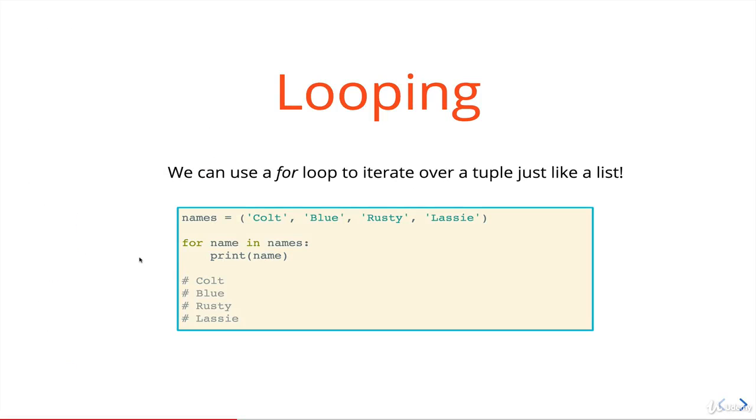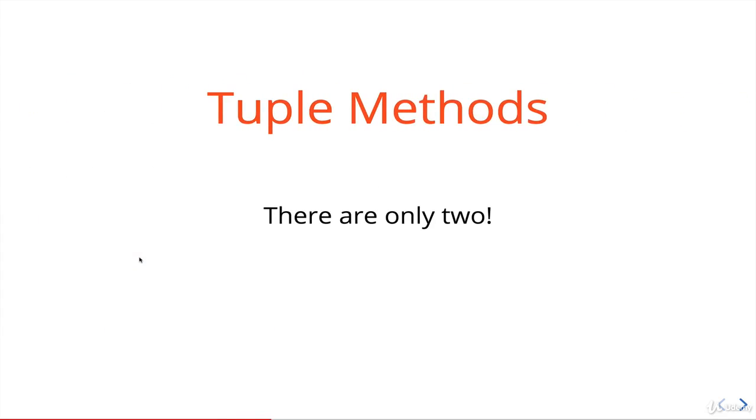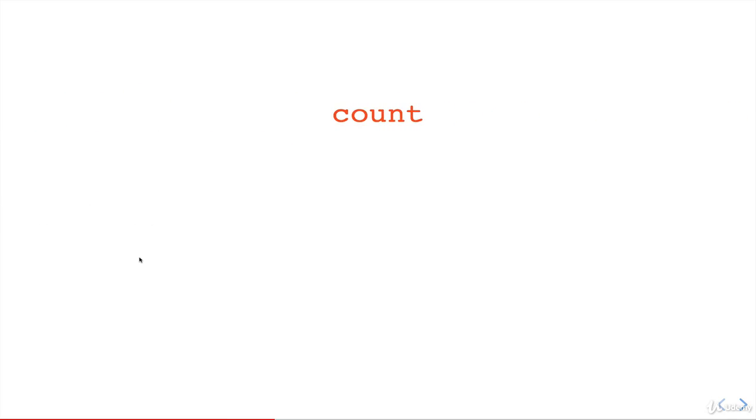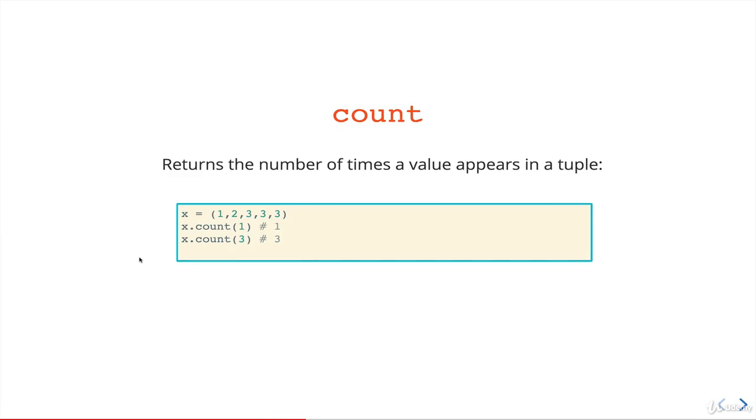Now, as far as methods we get for free with tuples, there's actually just two. So it's pretty quick. The first is count, which we've already seen as well. It just returns the number of times a value is in a tuple. So here's an example. 3 is in here 3 times. We have 1 and 2. If I try x.count(1), it tells me it's in there 1 time. If I try x.count(3), it tells me it's in there 3 times. And that's it. It's nice and straightforward. I could demonstrate it, but I think it would be a waste of your time.